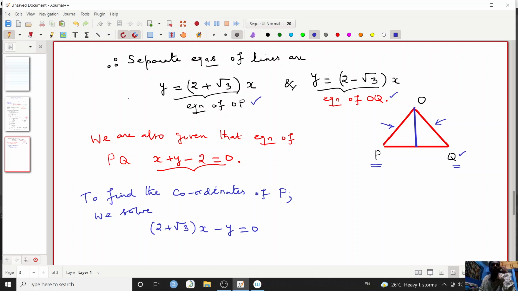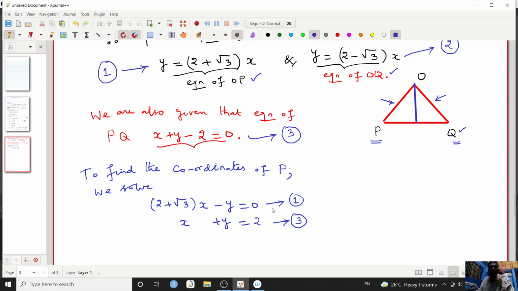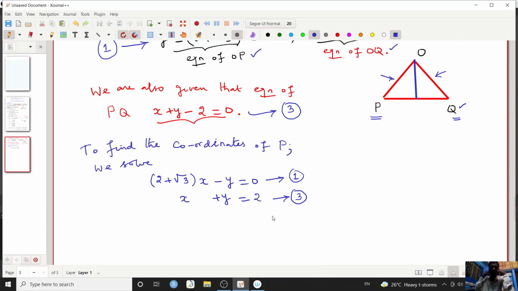Let us take this equation of OP to be 1, the equation of OQ to be 2, and the equation of PQ to be 3, which is x + y = 2. So this is equation 1. We are solving equation 1 and equation 3. When you solve these two equations, you will get the coordinates of P, because that is the point of intersection of OP and PQ.